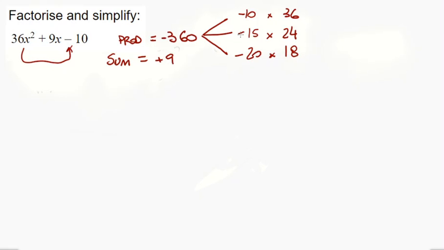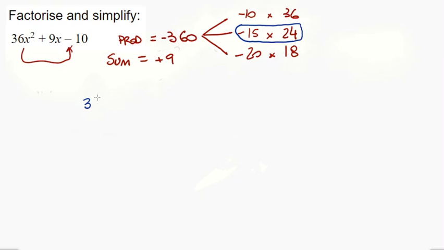The second one here, negative 15 times 24, it's it, isn't it? Because 24 minus 15 would give us positive 9. So there we go. That's what we're looking for. This one, negative 20 times 18, would give us the right product, but not the right sum. It would be negative 2. So you can see that the sum went down as we got numbers closer together. That's what we expected. So we have found negative 15 and 24.